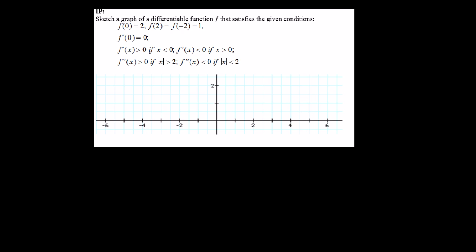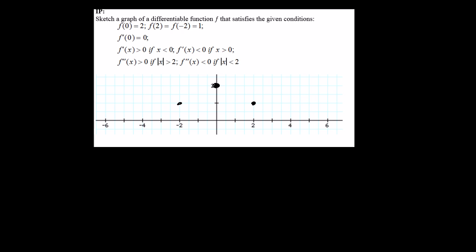So first, f of 0 is 2. So 0, 2. That's a point. I can do that. f of 2 is equal to f of negative 2, which is equal to 1. So f of 2 is equal to 1. F of negative 2 is also equal to 1.